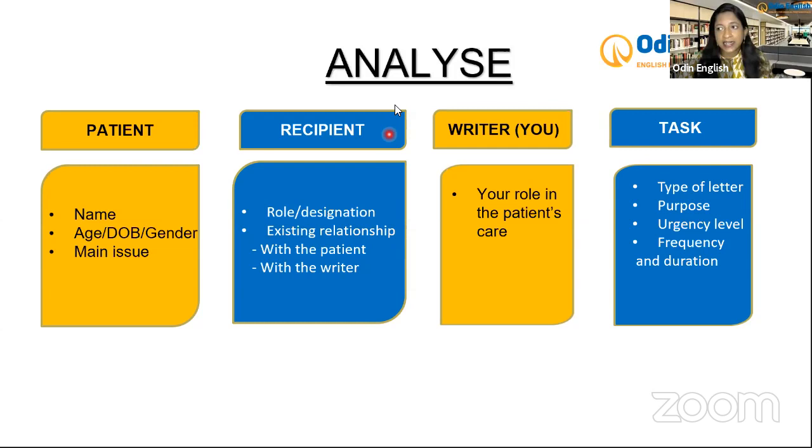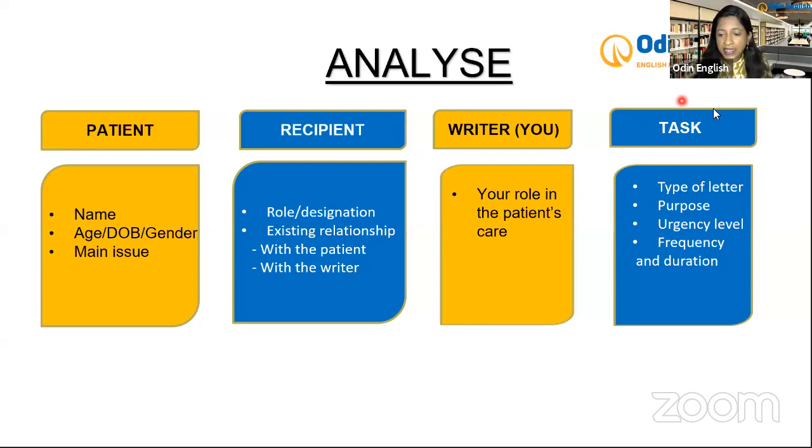Now the next person is the writer, that is you. That's not you as such, but what your role has been until now in the care and treatment of the patient. Were you the nurse in the hospital? Were you the nurse in the rehabilitation center? Were you the community nurse or the district health nurse who was providing home visits and monitoring the patient? Look at your role. What were you doing till now in the patient's treatment? Now, the next thing you have to look at is the task.